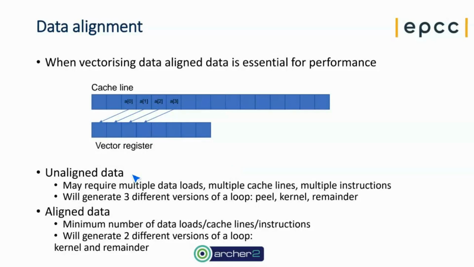So it's going to require some extra data loads, and it can also generate additional versions of a loop. It'll basically generate special code for the first iterations or the last iterations until it gets to the cache line boundary, and then carry on and so on. If we have the aligned data though, then we'll minimize the number of loads and the number of instructions required to sort this out.